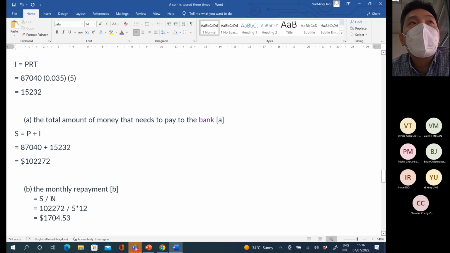N, what is the meaning? N means the number of times the interest will be paid throughout the loan period. For this question, the loan involves 5 years, and every year we have to pay 12 times, because 1 year has 12 months, monthly basis. So in total, Cynthia has to pay the debt by making 60 repayments in order to clear the debts. So N is, in this case, 60. Substitute to here, simplify, you get this number. So every month, Cynthia has to pay $1,704.53 to the bank.